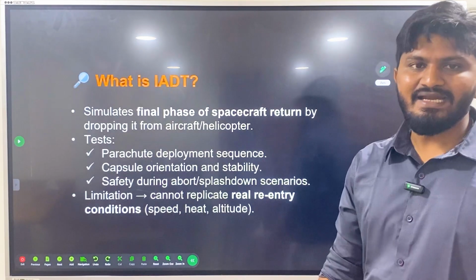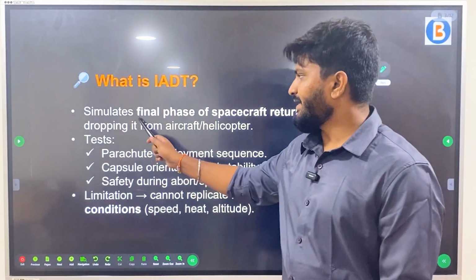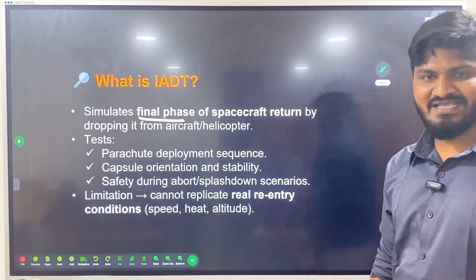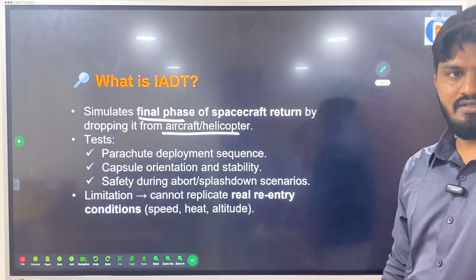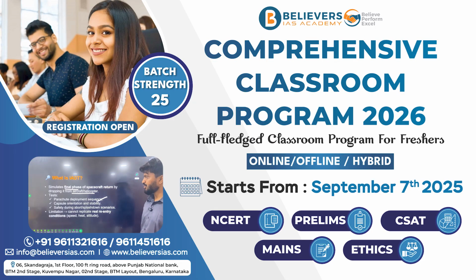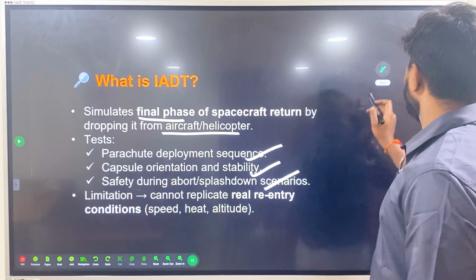So what is IADT? It simulates the final phase of spacecraft return by dropping it from an aircraft or helicopter. What are the tests here? One is the parachute deployment sequence, then capsule orientation and stability, and then safety during abort or splashdown scenarios. It is simple like this.